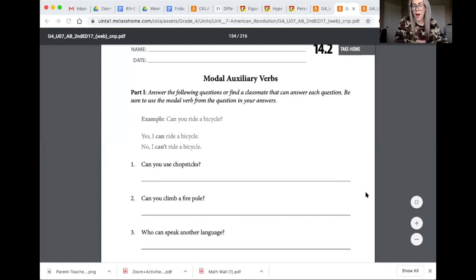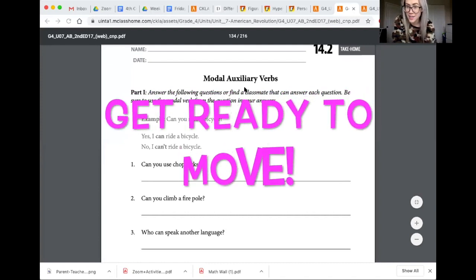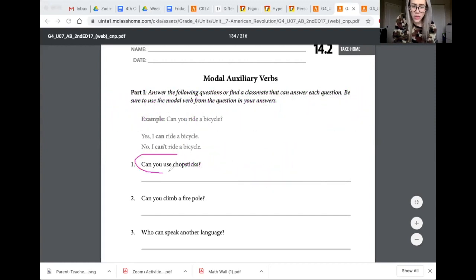Okay, here we go. Now, it says right here that you're going to answer the following questions or find a classmate that can answer each question. Be sure to use the modal verb from the question in your answer. So it's going to give you the verb to use, or you're going to have to infer what the verb would be. And you and I, we are going to try out each question. Yeah, it's going to be super fun. So go ahead and take a look at this first question. Question number 1. Can you use chopsticks?